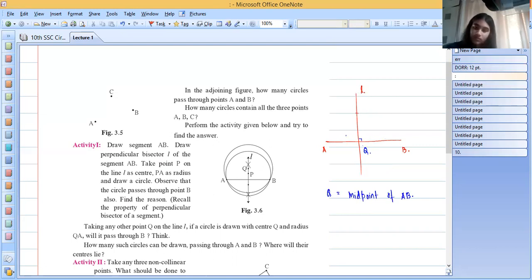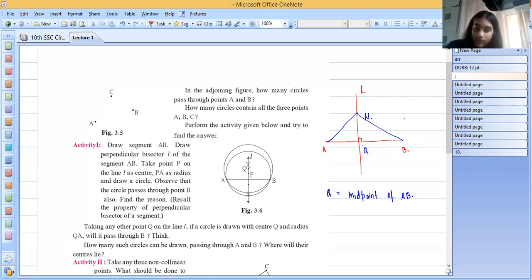Got it? Now you take any point, say for example he has set P, let's take P. Or we'll take a different point. We'll take N. Okay, no problem. Join NA and join NB. So will NA be equal to NB?